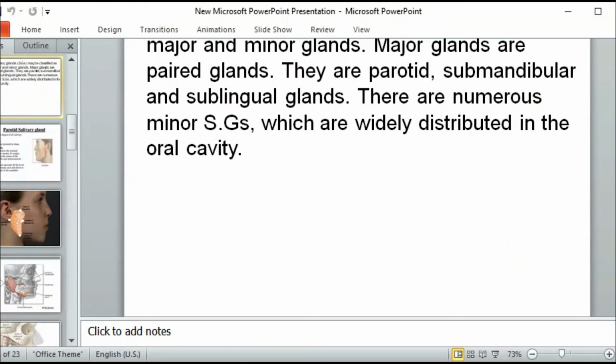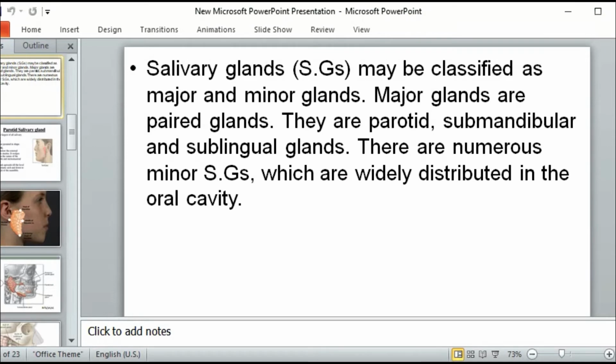Okay, so first we talk about the parotid gland, but before it, the salivary glands may be classified as major and minor glands. Major glands are paired glands. They are the parotid, submandibular, and sublingual glands. There are numerous minor salivary glands which are widely distributed in the oral cavity.